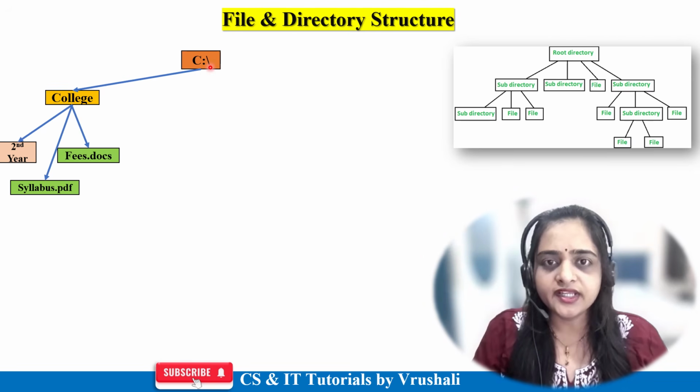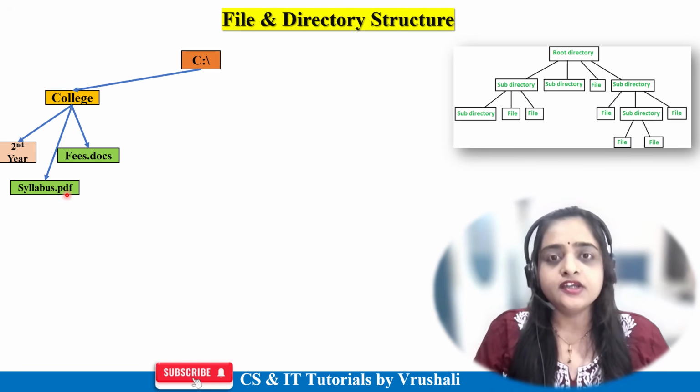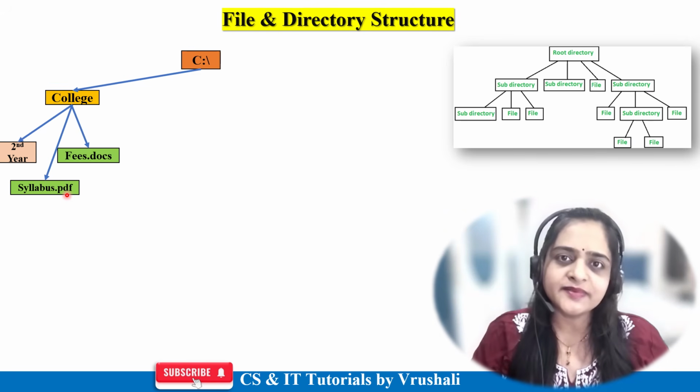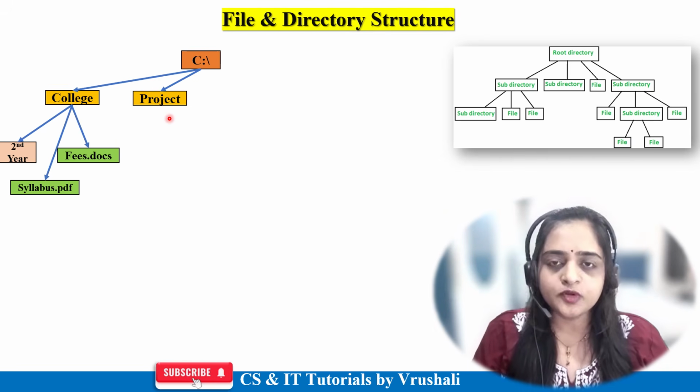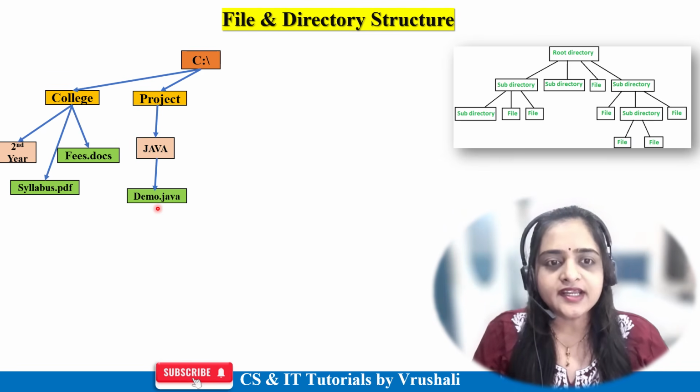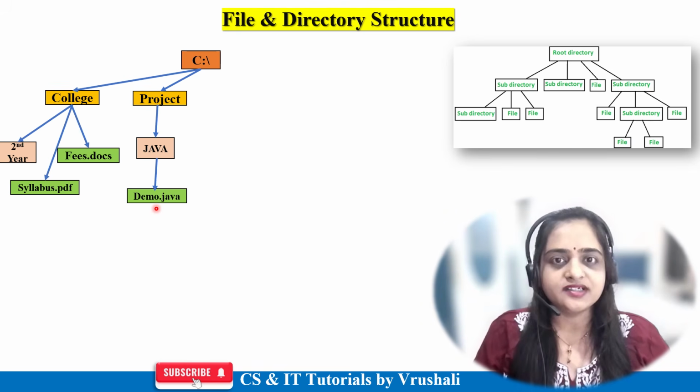This is your root directory. Under that, subdirectory 1, subdirectory 2. Again, some files are stored there. So you can create as many directories or store as many files as per the requirement, right? Now again, in the C drive one directory is there, that is project. We can say a folder is there, right? In the project folder, there is a Java folder, and under that demo.java, this particular file is stored, right?